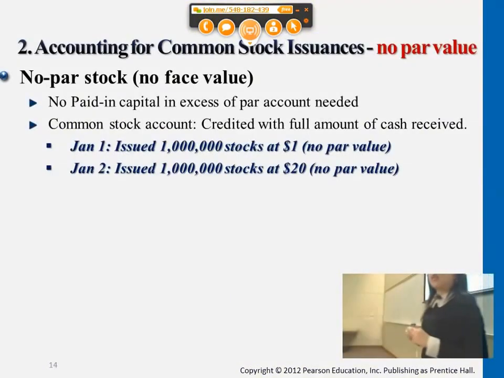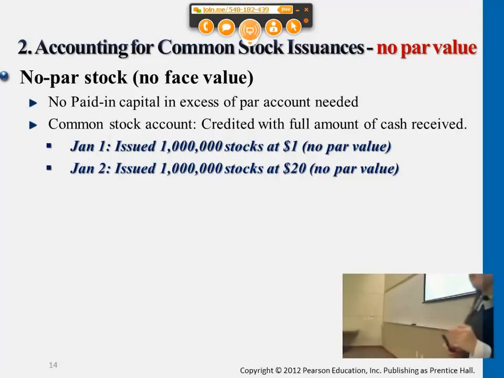Okay, let's move on to other cases. Now we talked about issuance at par and issuance above par value. Sometimes when companies issue stock, they're allowed to not set any par value at all. So this also happens. Nowadays, some companies do have a par value set for each and every share that they issue to the public. Some states give the company the option to choose whether or not they want to set a face value.